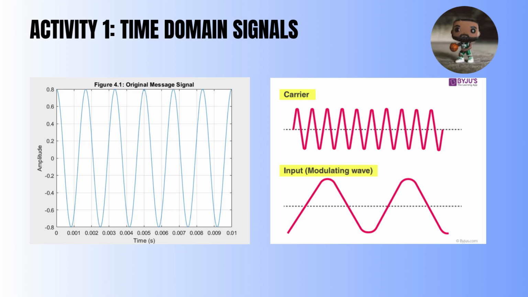So we move to activity 1, which is to explore the time domain signal. The original message signal is on the left hand side. It is a message signal that contains the information, such as your speech or music, while the carrier is a high frequency signal used to carry this information through the channel. You can see on the right hand side, the carrier signal moves more frequently compared to the input signal, which is the message signal.